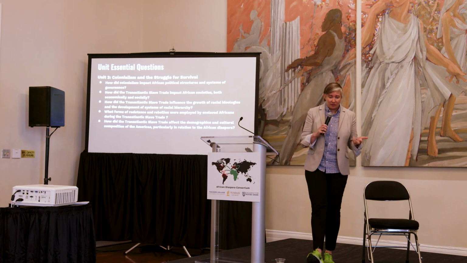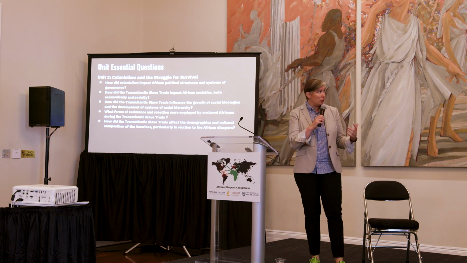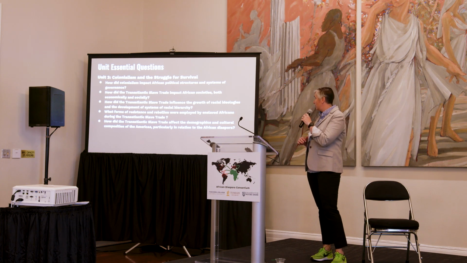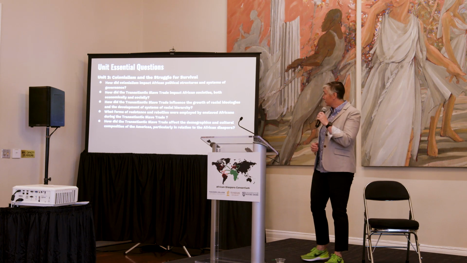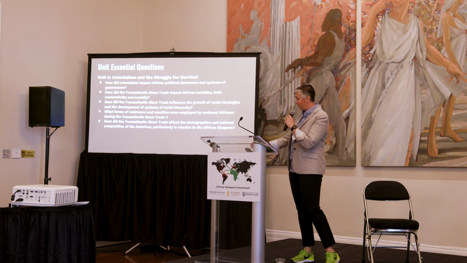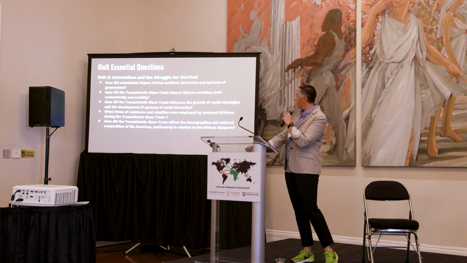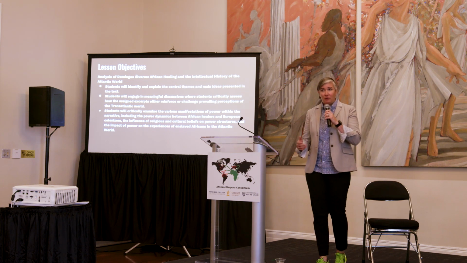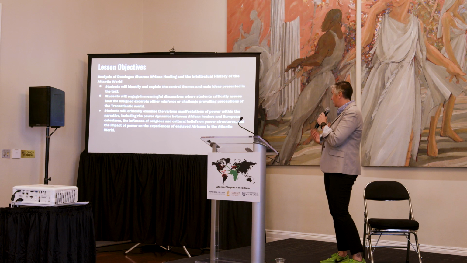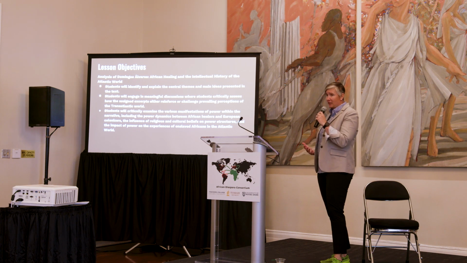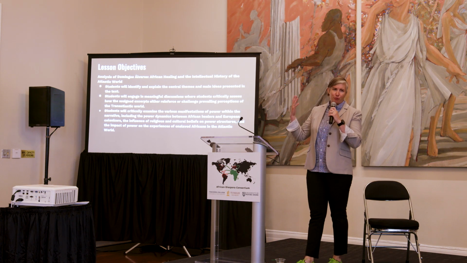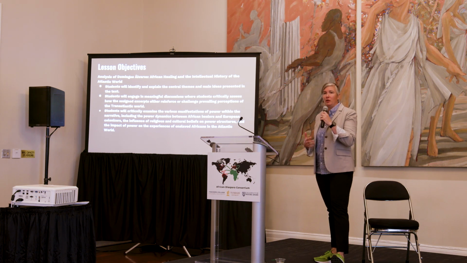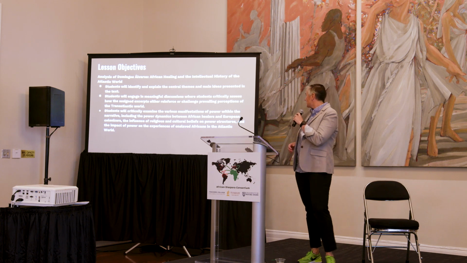So this lesson that I'm going to be walking you through is in my 3rd unit of the year on colonialism and the struggle for survival. And I just gave you a sprinkling of some of my essential questions. But for my lesson objectives, the first objective here is students will identify and explain central themes and main ideas presented in a text. This is very much rooted in EOCA, right? That first question that asks for the main ideas of the authors.